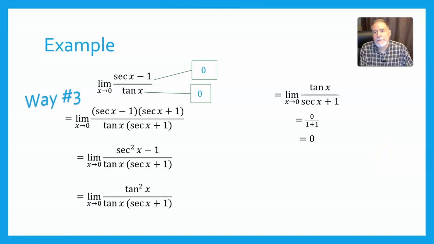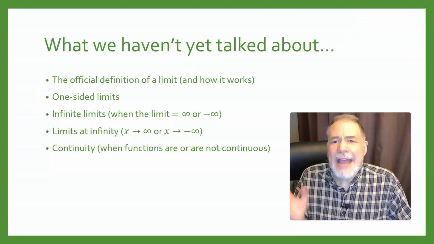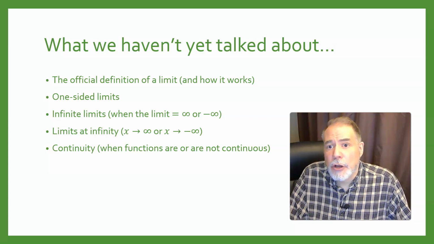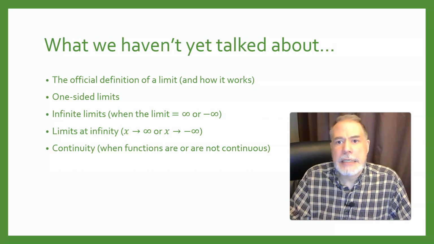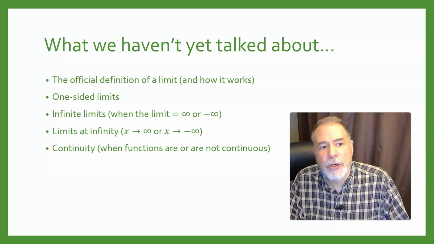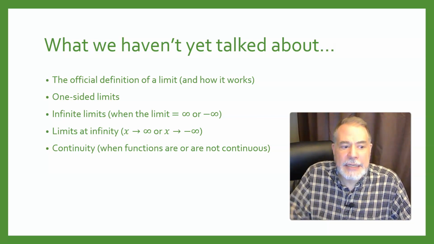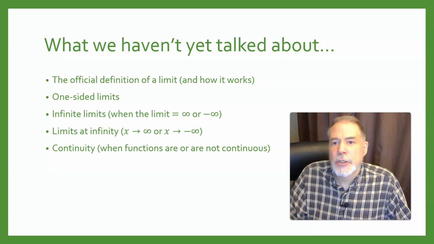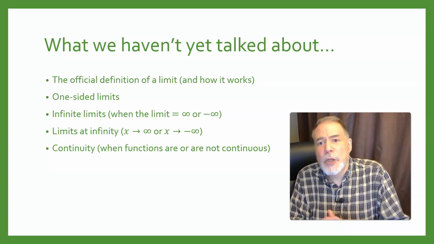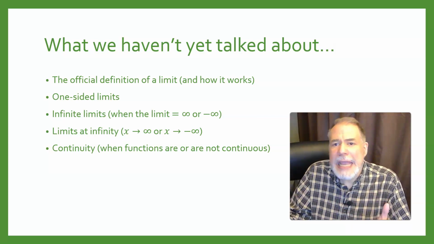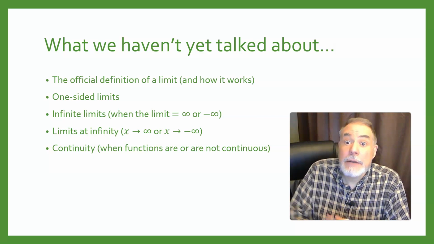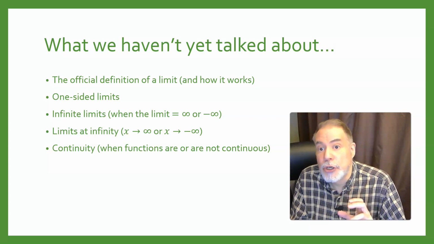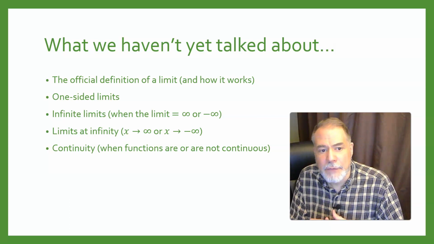Okay, I hope you thought that was kind of fun. What we haven't talked about yet in this video or the one before it, there's still other things to talk about related to limits, like the official delta epsilon definition of a limit and how that works. One-sided limits, like as x approaches some number from the left or from the right. Infinite limits, where the limit doesn't exist, but you could be more specific about how or why it doesn't exist by saying it's infinity or negative infinity. And you can talk about limits as x approaches infinity or negative infinity.